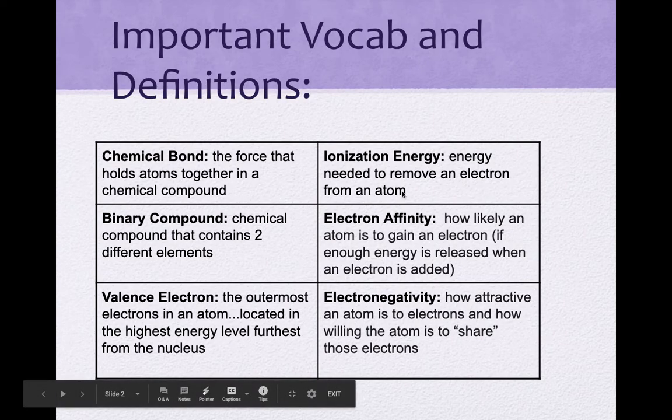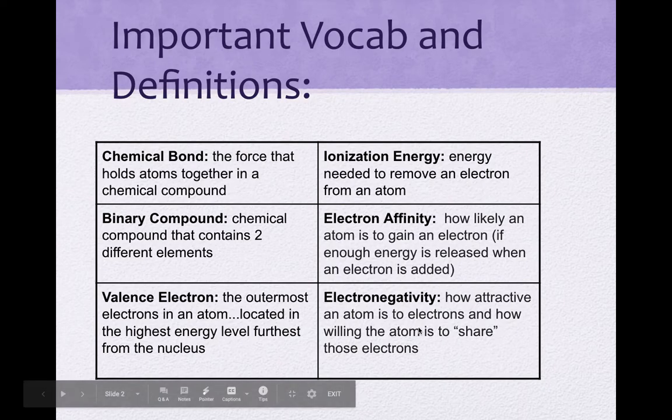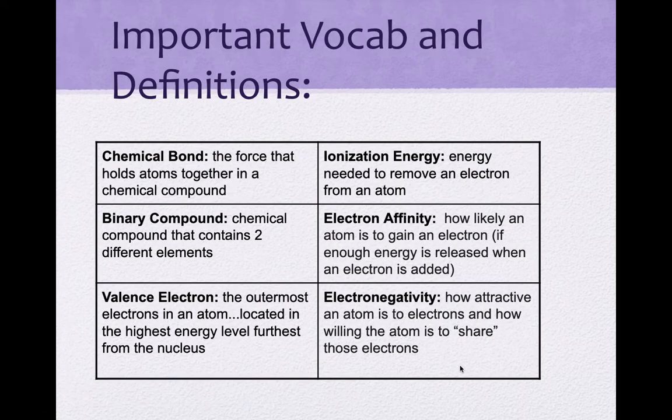Your ionization energy is the energy needed to remove an electron from an atom. So with ionization energy you're taking away. And electron affinity is how likely an atom is to gain an electron. So electron affinity wants to gain electrons if enough energy is released when an electron is added. And then lastly, we have electronegativity. How attractive is an atom to electrons, and how willing is the atom to share those electrons? Some elements are much more willing to share their electrons than others. Some want nothing to do with it, and some are very into sharing.